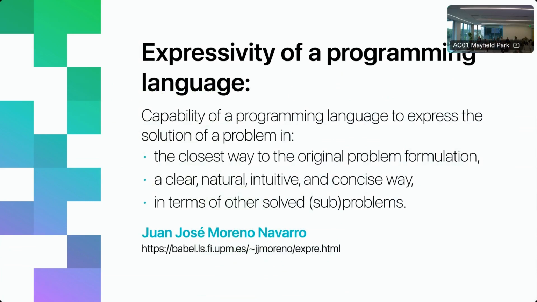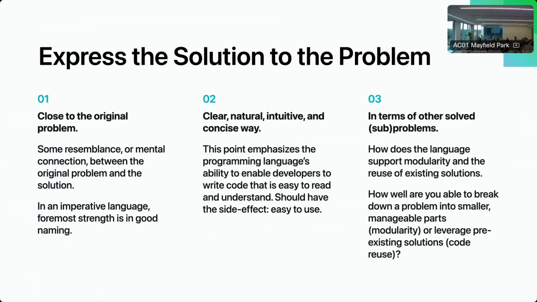This is the definition I found most useful. Expressivity of a programming language is the capability of a programming language to express a solution of a problem in the closest way to the original problem, in a clear, natural, intuitive, and concise way, and in terms of other already solved problems. Now we're going to talk about the first two and not the last one. The last one gets a lot deeper and is way more complex, and we just don't have time for that in an hour or so.